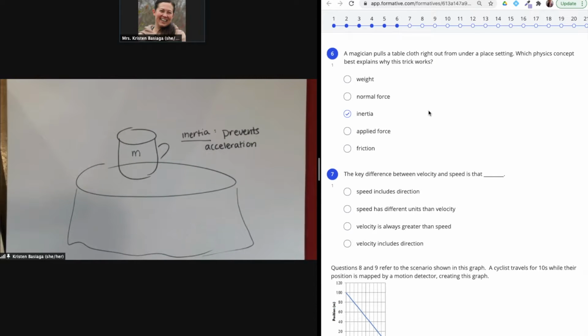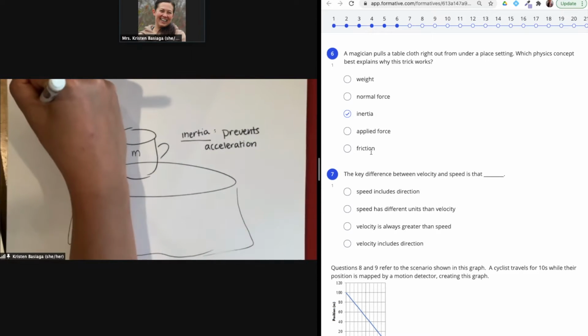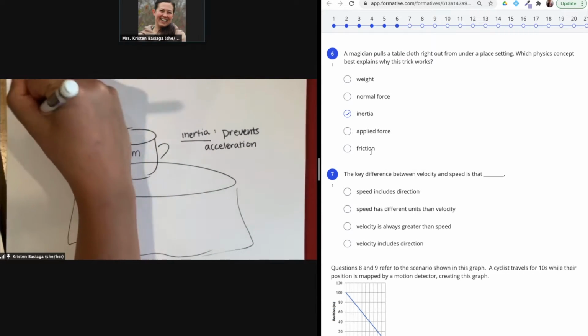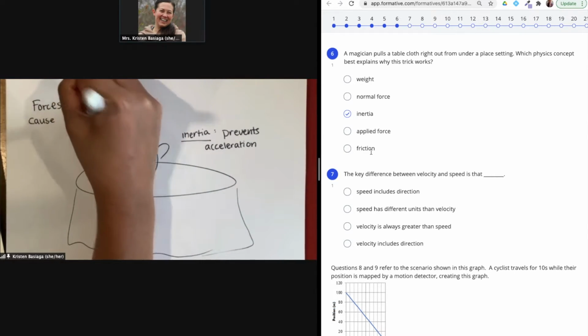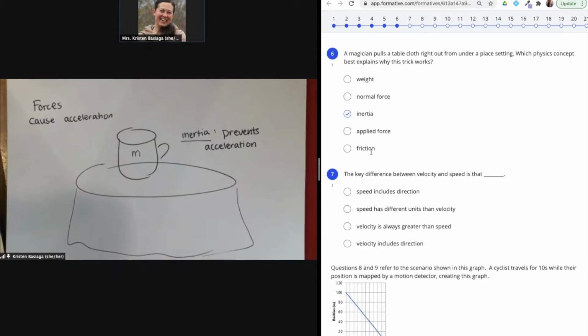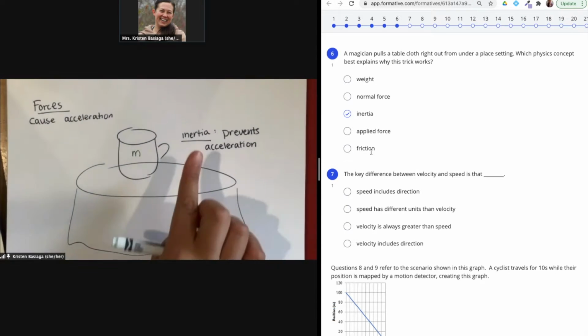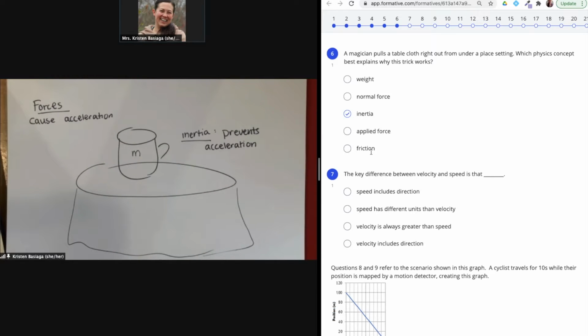Notice that the other four choices are all examples of forces. Forces cause mass to accelerate. If weight, normal, applied, or friction were unbalanced in their favor, in their direction, that force would cause it to accelerate. So remember, inertia is not a force because forces cause acceleration when they're unbalanced acting on an object. But inertia prevents acceleration. Those are not the same thing. So inertia is what wants to keep an object at rest at rest.